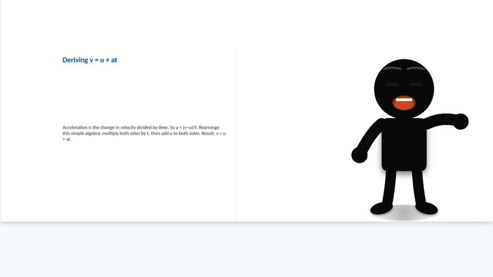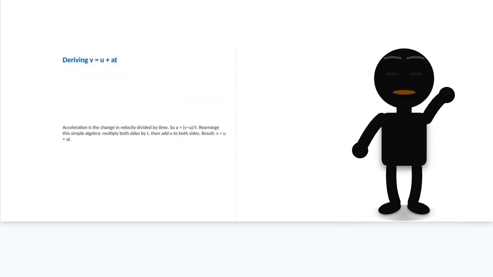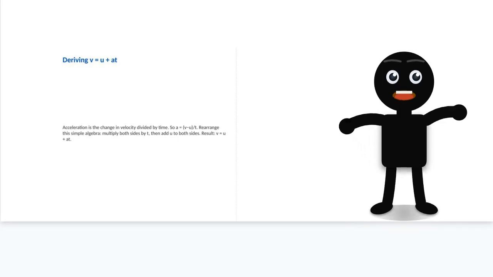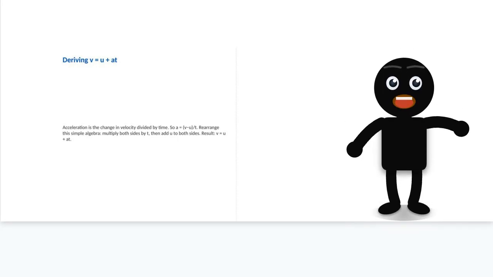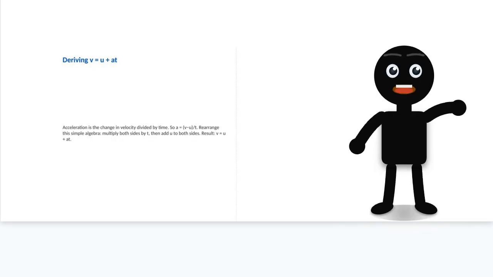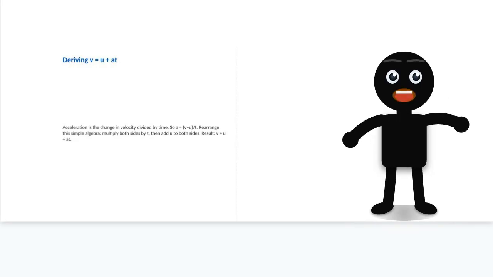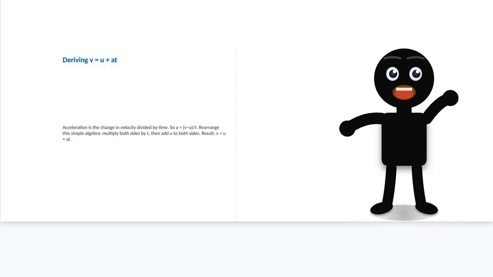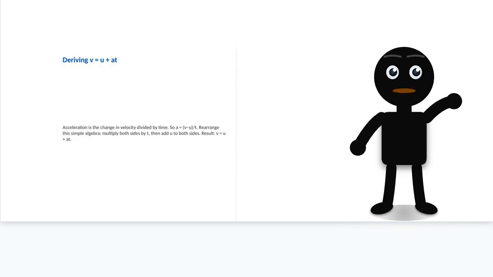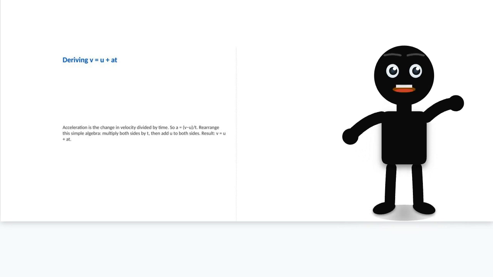Let me introduce the 3 golden equations. The first is v equals u plus at. This gives you the final velocity after time t if you start with initial velocity u and have constant acceleration a. The second is s equals ut plus 1/2 at squared. This tells you the displacement covered during time t. The third is v squared equals u squared plus 2as. This is special because it does not involve time at all. You use it when you know displacement but not time. These 3 equations can solve almost every constant acceleration problem you will encounter.